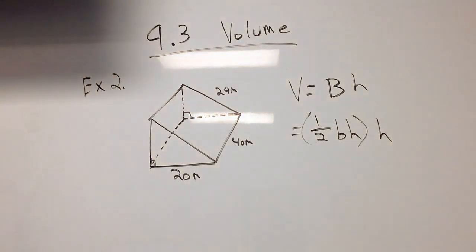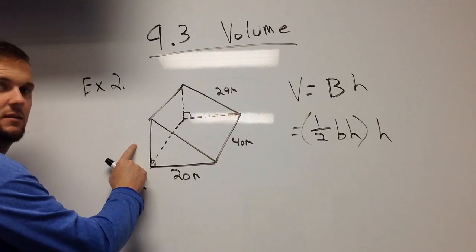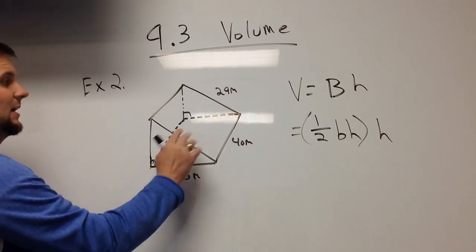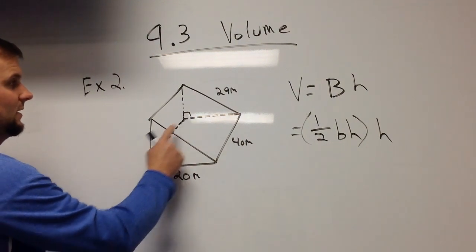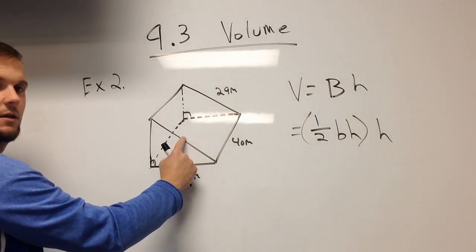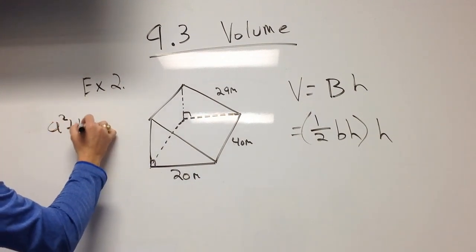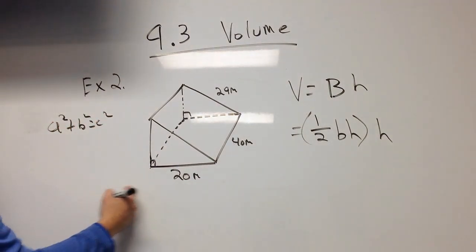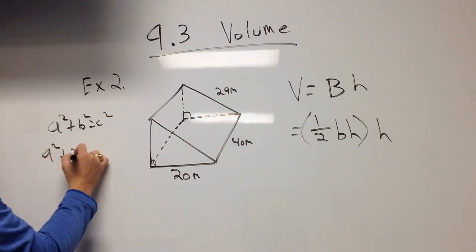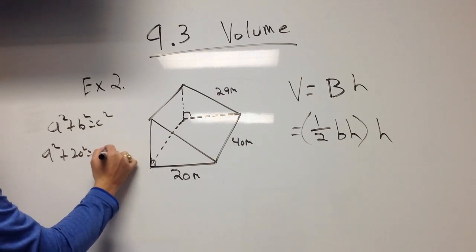Okay? So the first thing I need to look at here is on this triangle, I have a base, but I don't have a height. So since this is a right triangle, I can use Pythagorean theorem to find the height. So I know since this is 29, this hypotenuse would be 29. So if I ended up plugging this in, I know a squared plus b squared equals c squared. So I would do a squared plus 20 squared equals c squared, where c would be 29, okay?